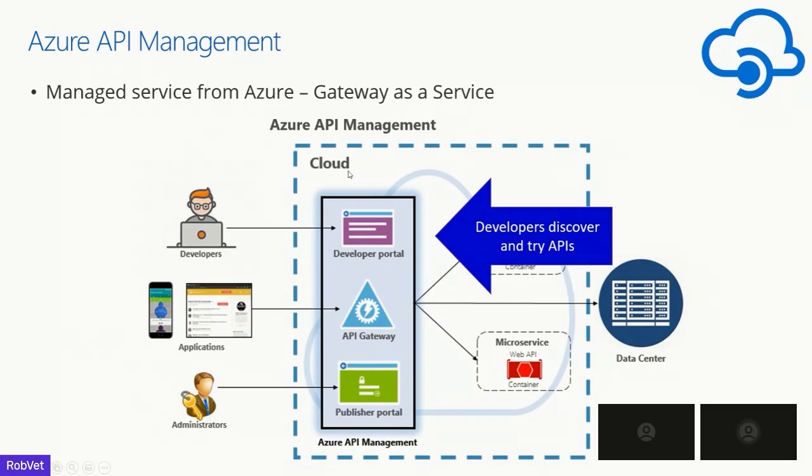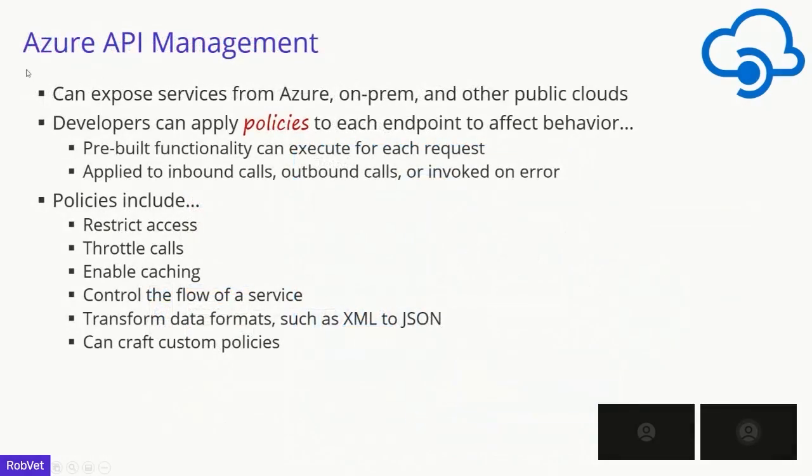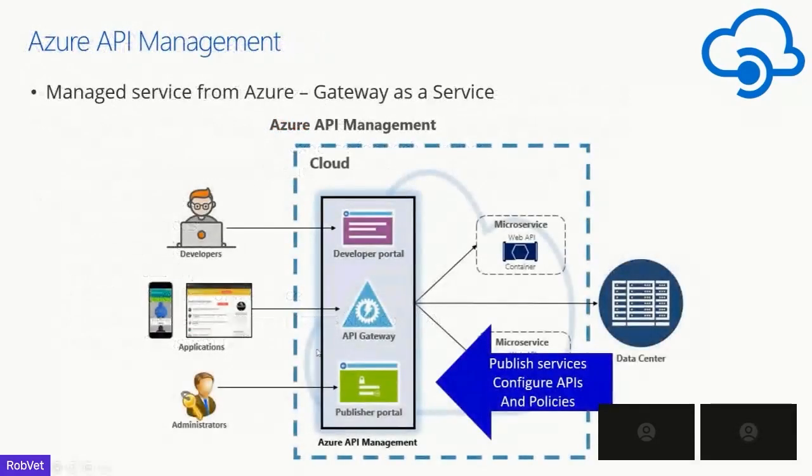And there's also a publisher portal as well, where you can pretty much publish services. You can configure what we call policies, we'll talk about in a second. You can really publish and configure the things as well. So again, a really nice one-stop API gateway that's in the cloud, managed by Azure. It's fairly robust, so Azure API Management can expose services not only from Azure, but you can also expose on-prem and even services from other public clouds, all through this API gateway. So it's not just Azure. You can have on-prem services, you can have exposing services from other clouds as well if you want.